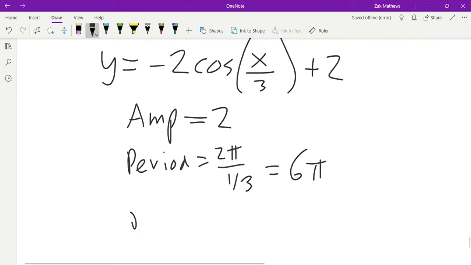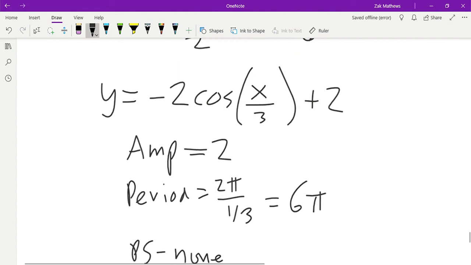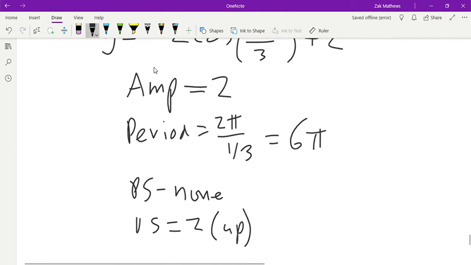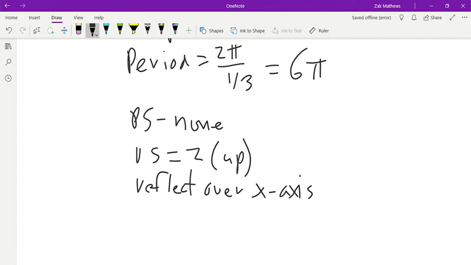My phase shift, there's none. There is no c here. My graph is going to start the same place it usually starts. Cosine starts at its max at the point 0, 1. But I do have a vertical shift of 2. I'm going to have to go up by 2. And then, like we said, I'm going to take note of that negative there. That negative is going to give us a reflection over the x-axis because it's in front of the function.